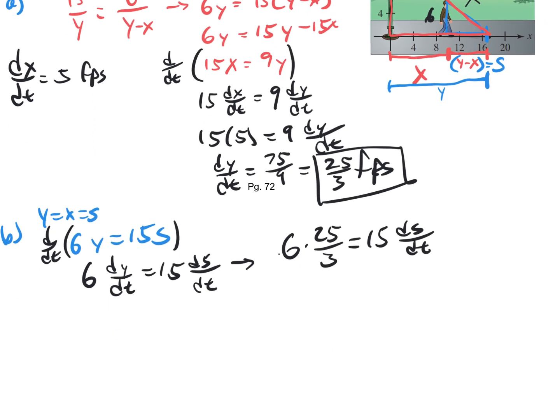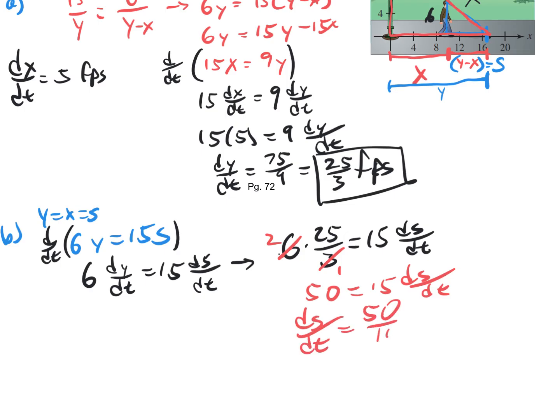And this comes out to be, a little canceling, that's 50. So 50 equals 15 ds/dt. And so ds/dt is 50/15, or divided by 5 on top, divided by 5 on bottom, 10/3 feet per second.